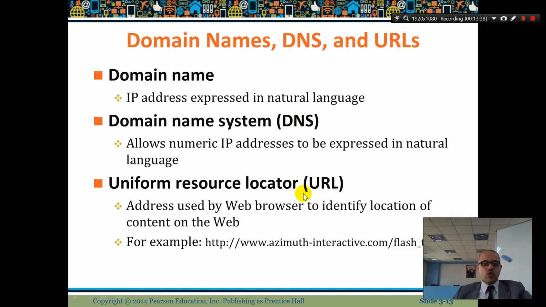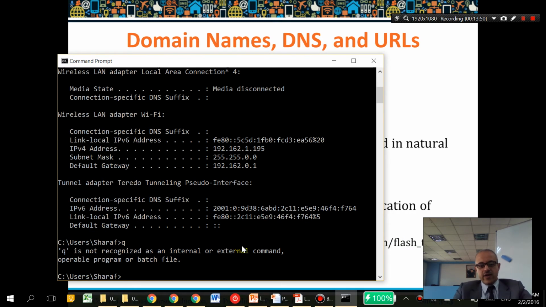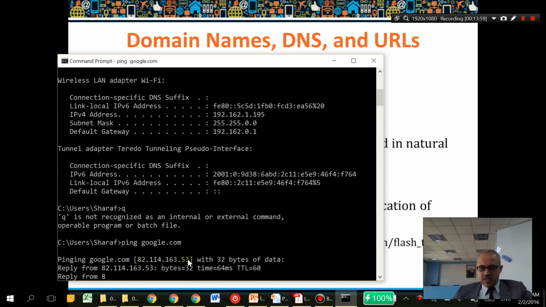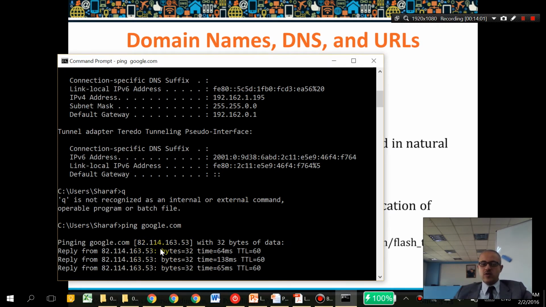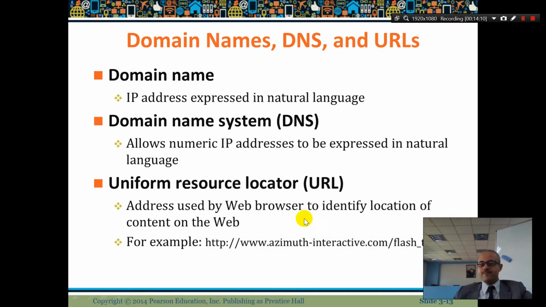And a uniform resource locator, a URL, is the long address that tells you exactly where to go for a specific document. You guys are okay with this? If I go here and type ping google, this is really the address of Google: 82.114.163.53. So when I write google.com, the computer system will immediately go to this number, because that's where the pages are.